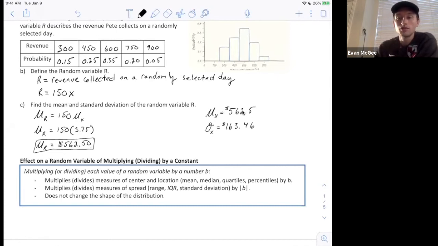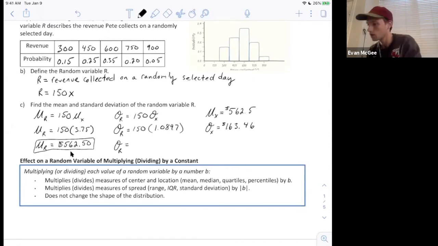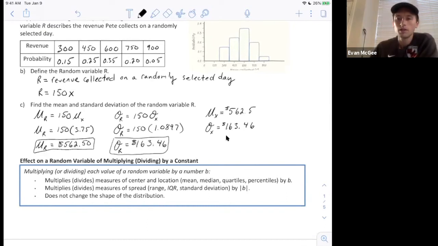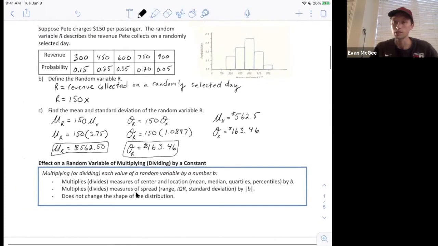Now let's do the standard deviation. Since standard deviation changes when we multiply, we're going to do the exact same thing: multiply the previous standard deviation by 150 for the new standard deviation. And so you can see we get the exact same value as the calculator just by multiplying. So really just remember, and this is summarized here, when you multiply a random variable or a probability distribution by a constant, the measures of center and location change, and the spread changes by whatever you multiply by. But the shape does not change. So now let's look at an example of adding a constant.